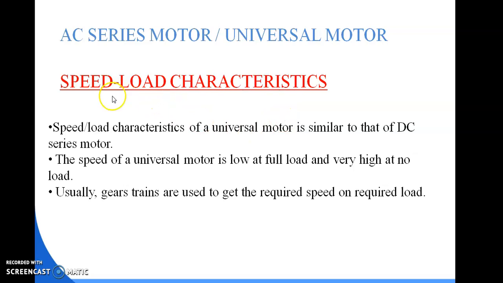Now coming to the speed load characteristic of the universal motor. The speed load characteristic of a universal motor is similar to that of a DC series motor. The speed of a universal motor is low at full load and very high at no load. Usually, gear trains are used to get the required speed at the required load.